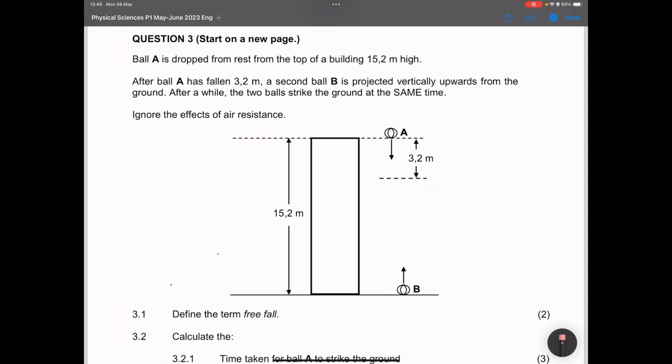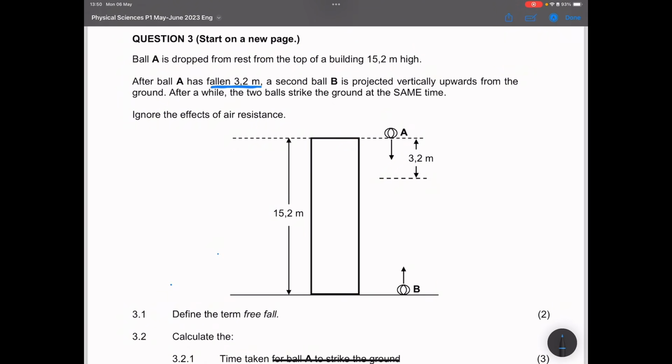Right, and off to question 3. They say ball A is dropped from rest from the top of a building which is 15.2 meters high. After ball A has fallen 3.2 meters, a second ball B is projected vertically upwards from the ground, and after a while the two balls strike the ground at the same time. They say ignore the effects of air resistance.